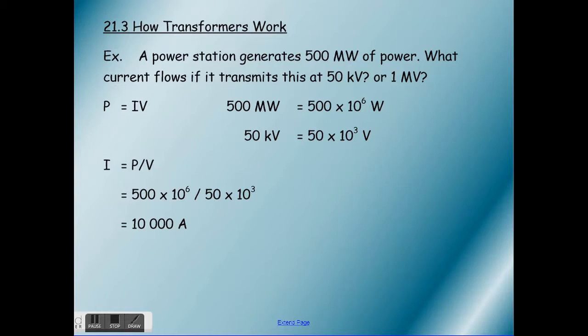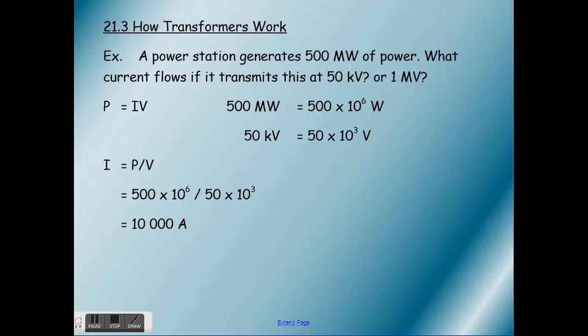20. Wait, one megavolt is 500. No, 1 megavolt is 1 times 10 to the power of 6, which is 1 million volts. That's a lot of volts. 1 megavolt is 1 million volts. Yep. So how many amps would be in that system? 100,000. I don't get it.